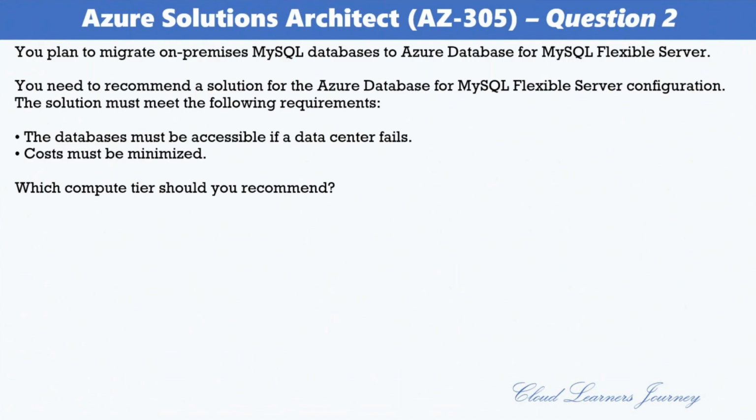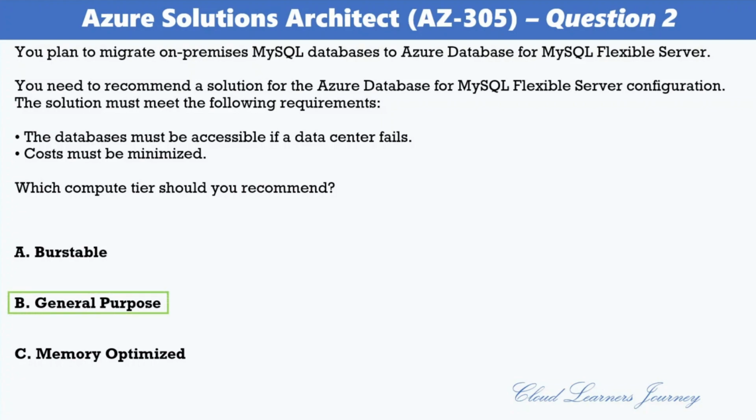Next, question number 2. You plan to migrate on-premises MySQL database to Azure database for MySQL Flexible Server. You need to recommend a solution for the Azure database for MySQL Flexible Server configuration. The solution must meet the following requirements. First requirement, the databases must be accessible if a data center fails. Second requirement, cost must be minimized. Which compute tier should you recommend? And the options are A. Burstable, B. General purpose, C. Memory optimized. And the correct option is B.